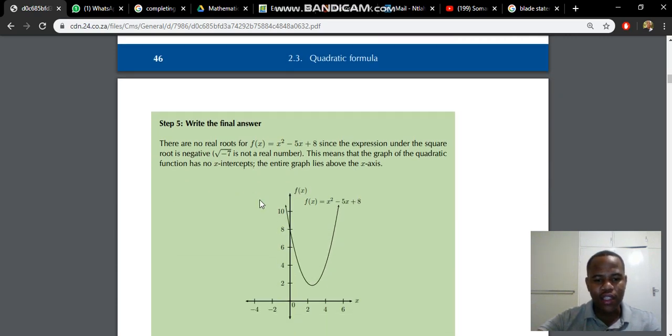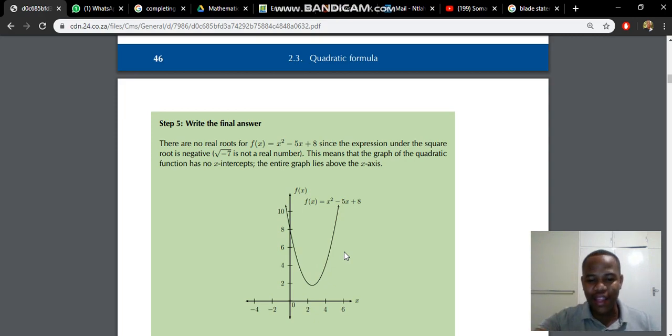And basically this is what it means: the graph is above the x-axis, so there's no way that the graph is cutting the x-axis. So that's why you don't have real roots. You kind of do have roots, and they're imaginary roots. But let me quickly check how much time I have. Okay, I think we can go again. Yes, you actually have roots, it's just that they are imaginary roots.